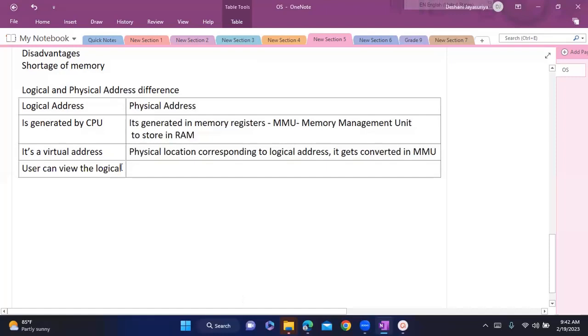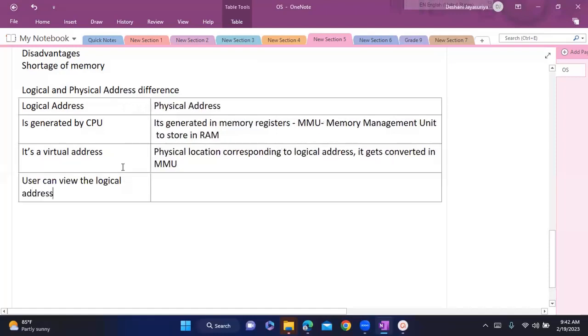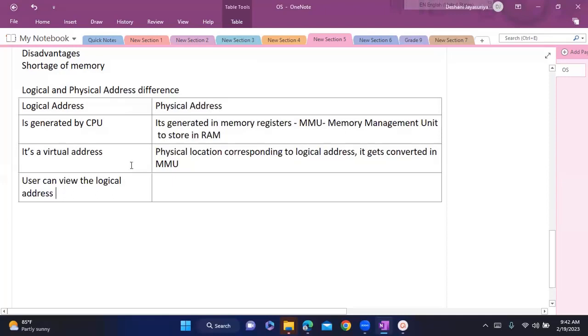All right. So here the logical address can be viewed by the user, right? But you can't view the physical address anytime, right? Because it's generated by the memory unit, right? MMU. So there you can't view it that way, right? So you can't view the physical address, right? That's how you have to remember the difference between these points.